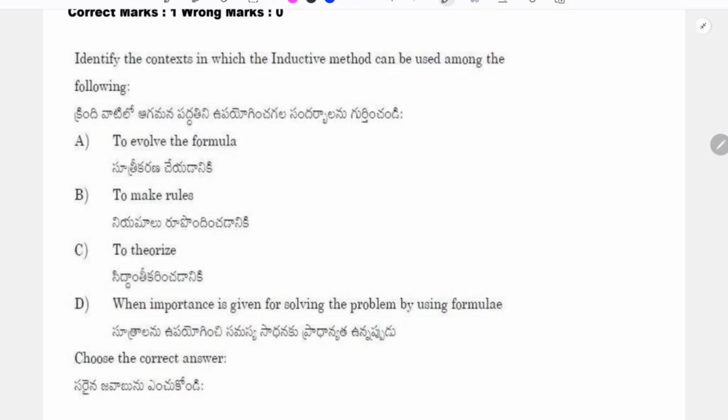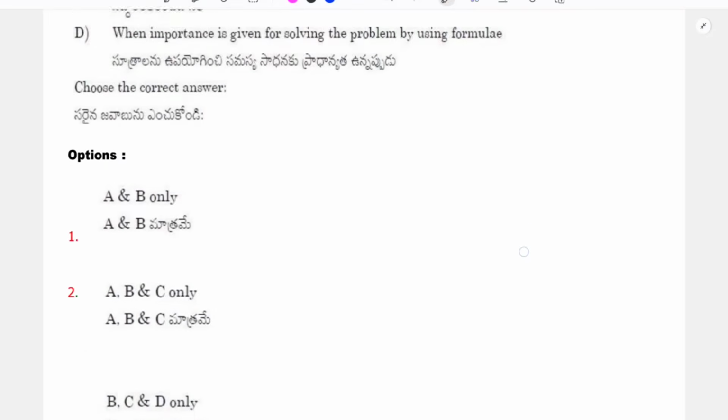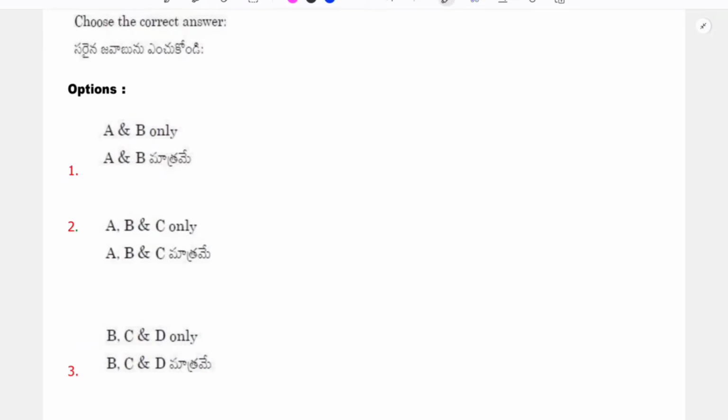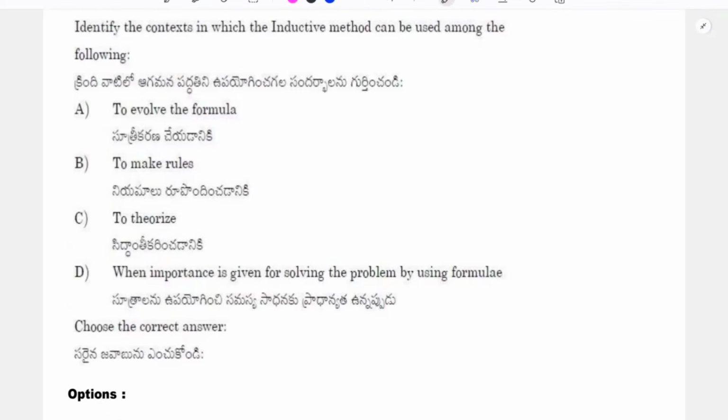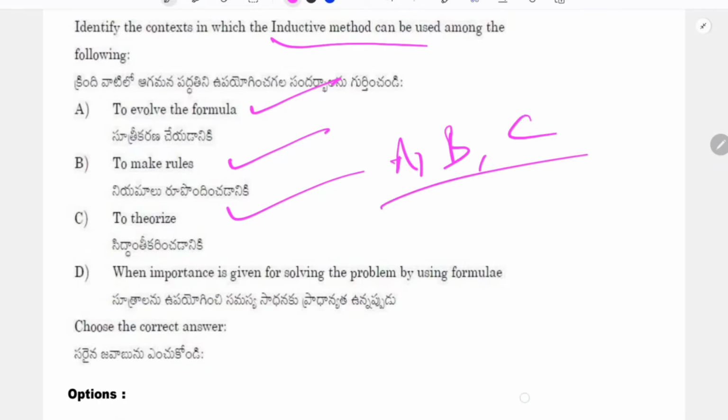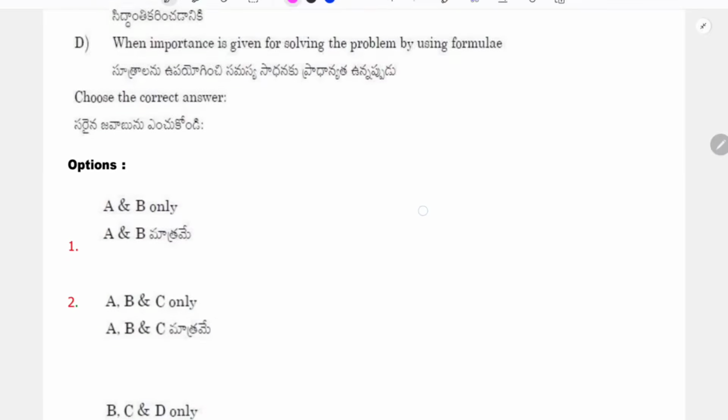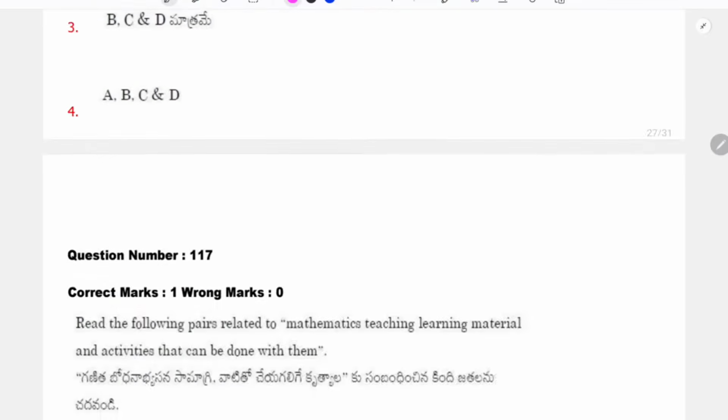The options are A and B, A, B and C, B, C and D, A, B, C and D. What is the correct answer? Correct answer, inductive method: to evolve the formula, to make rules and to theorize. So all A, B and C is the correct answer in this case.